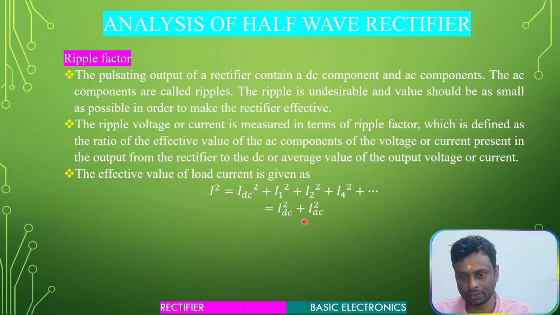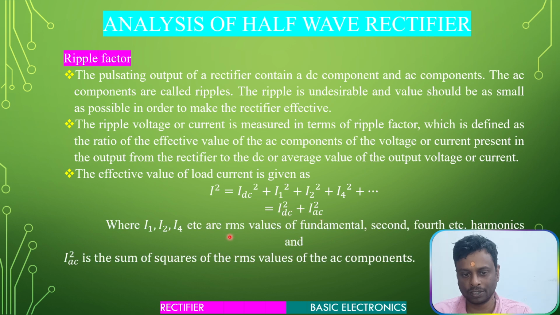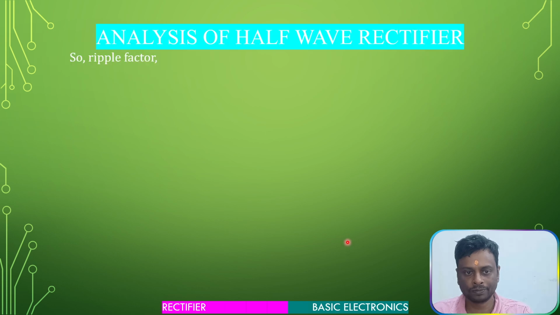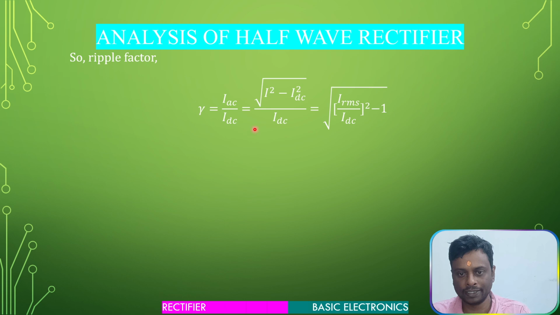So you can see our AC values: IDC square plus ISC square. These are the RMS values of the mean current, the fundamental, second or fourth harmonic. ISC square is the sum of squares of the RMS values of the AC components. So the ripple factor is ISC by IDC, which we can get as the square root of I square minus IDC square, divided by IDC. So it is the square root of (IRMS divided by IDC) whole square minus 1.